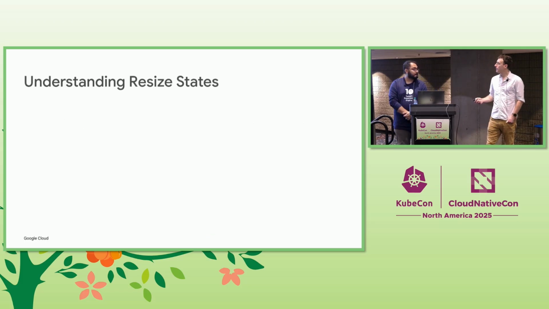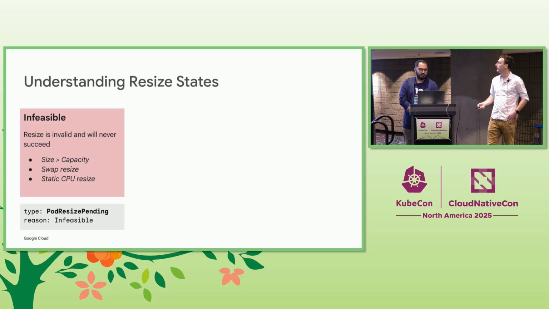So what happens if a resize can't be actuated right away or allocated? The first option is that the resize is infeasible. This means that no matter what you do, it's never going to succeed. It might be that you're trying to resize a pod that's using a feature that doesn't support resize. Maybe you're requesting more resources than the total resources the node has. In this case, it will add a pod resize pending condition with the infeasible reason and a message explaining why it's infeasible.